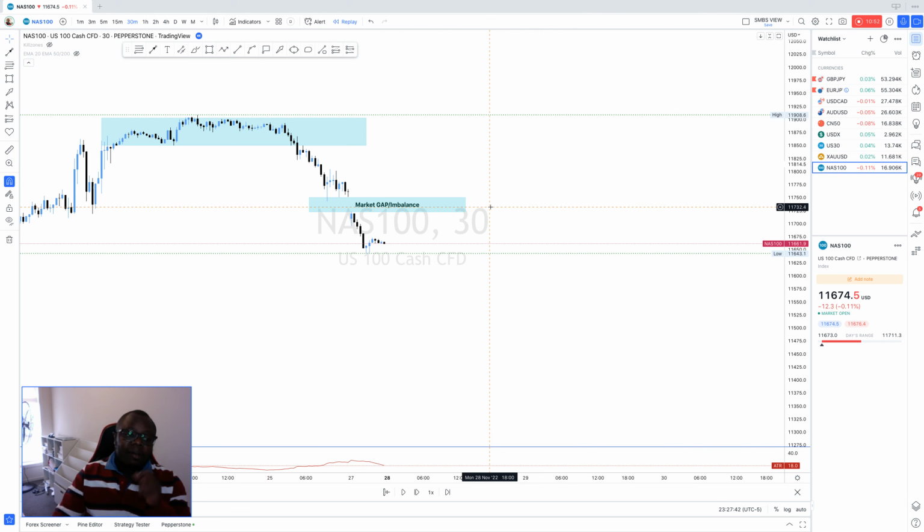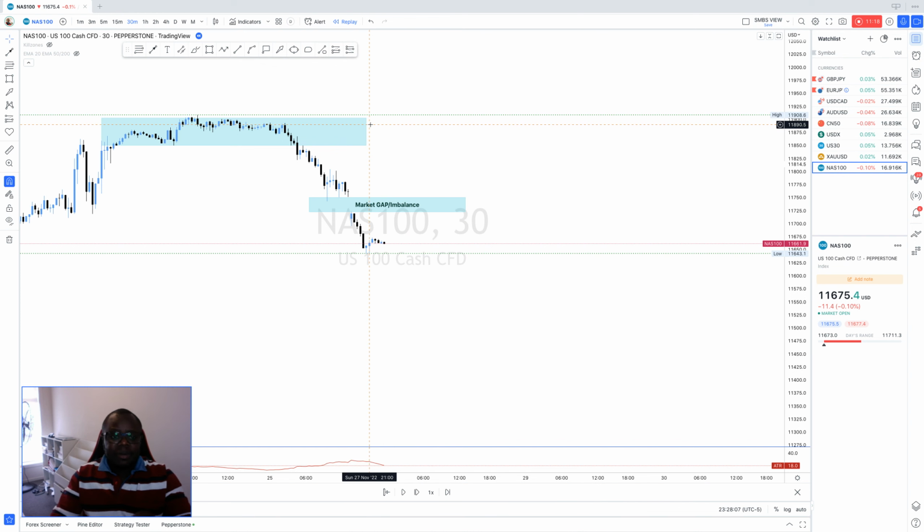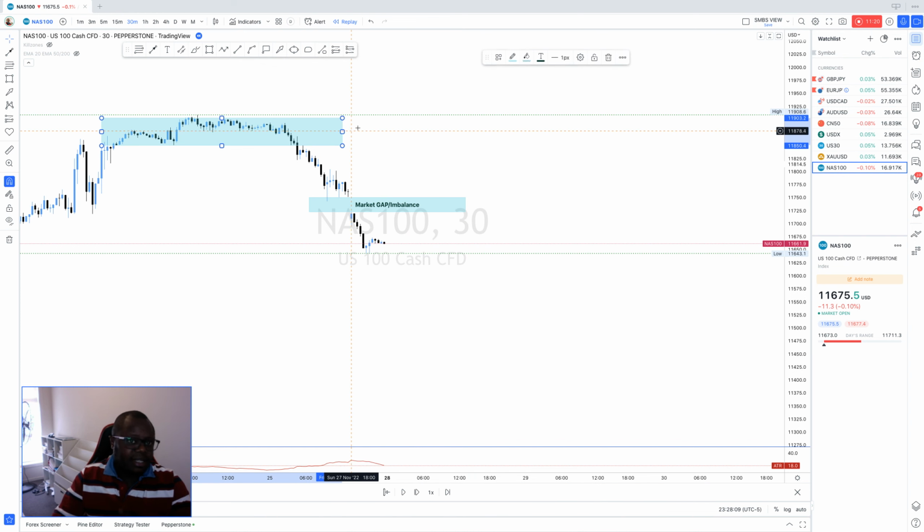But now, this is the funny thing: with market imbalances or market gaps, the market makers will always come to fill them. They will never leave this. They will always come to fill the market. Now, I'm going to play this to show you how the market came to fill this market imbalance. You will see that when the market creates an imbalance, it definitely has to come and fill it up.